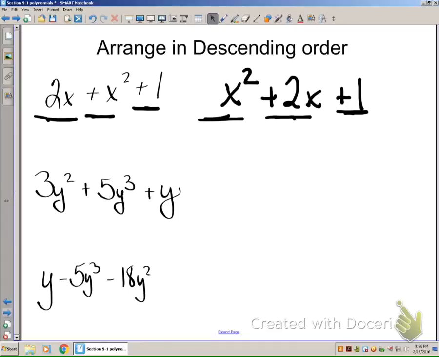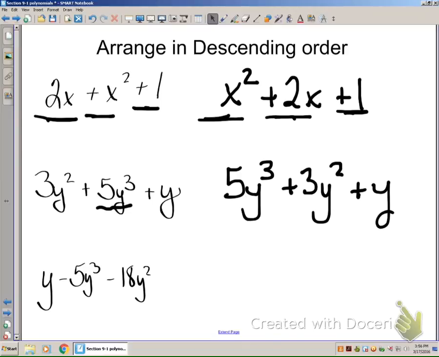Here, what is my highest term? It is the 3. So I've got 5y cubed plus 3y squared plus y. The highest exponent is the 3, so it comes first because we're going in descending order. Once again, I'm just looking at the exponents. I'm not looking at the coefficients. The leading exponent in this one is the 3.